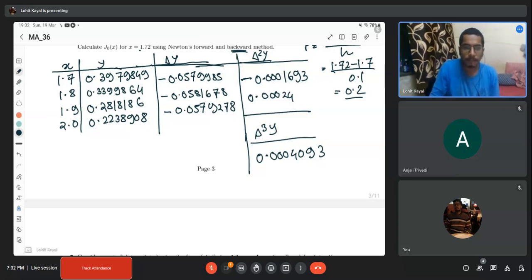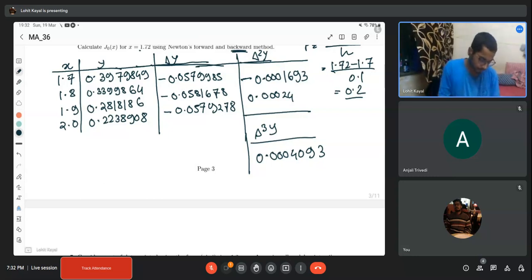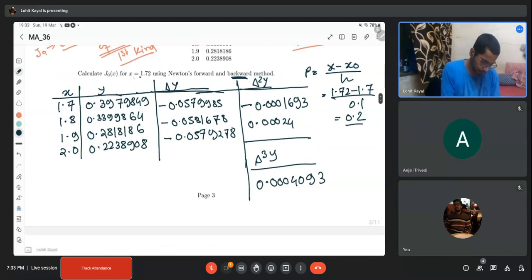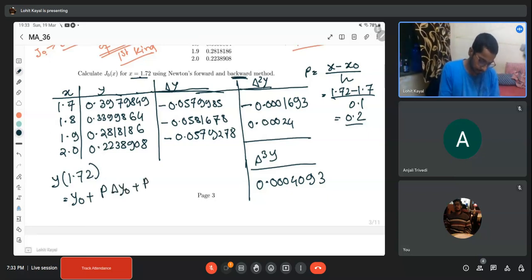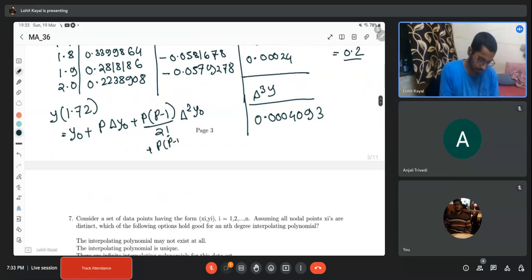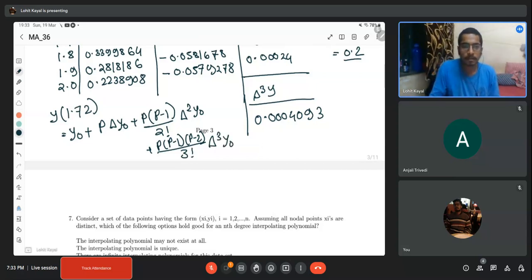So what will be the value at 1.72? y at 1.72 is equal to y0 plus p into delta y0, plus p into p minus 1 by factorial 2 times delta square y0, plus p into p minus 1 into p minus 2 by factorial 3 times delta cube of y0.